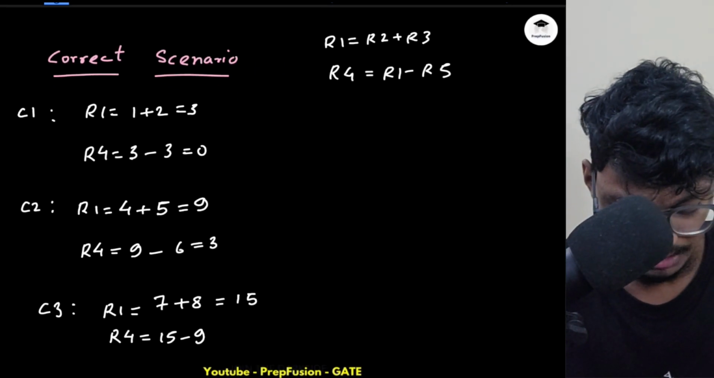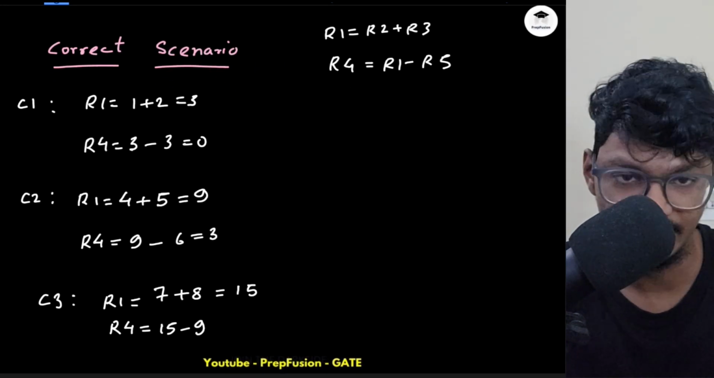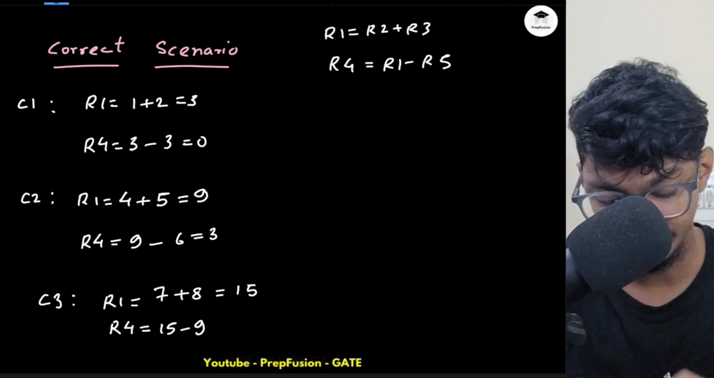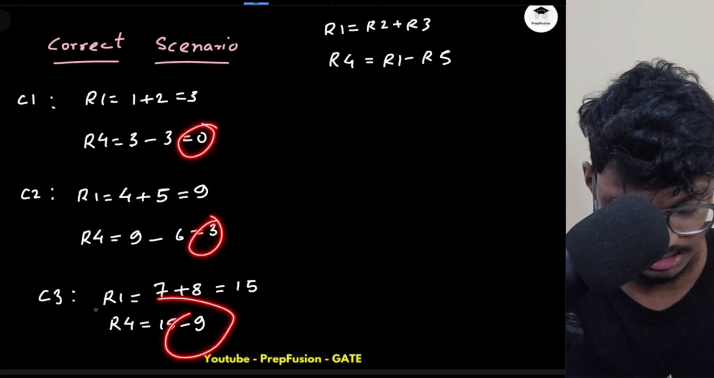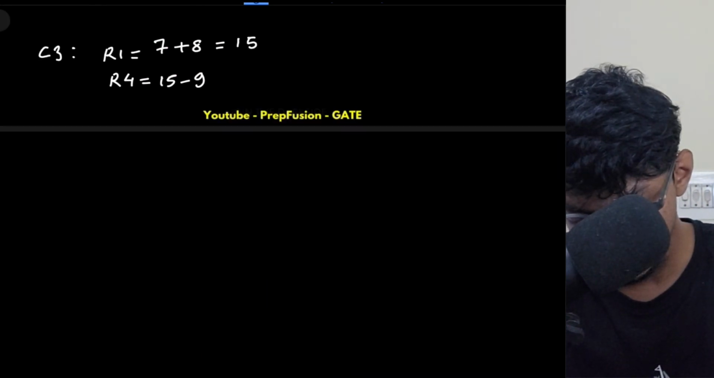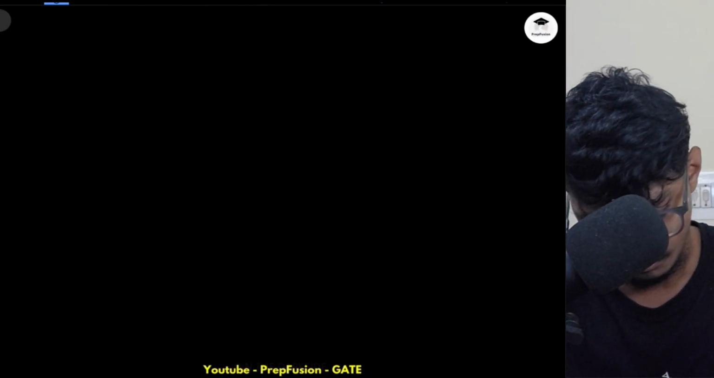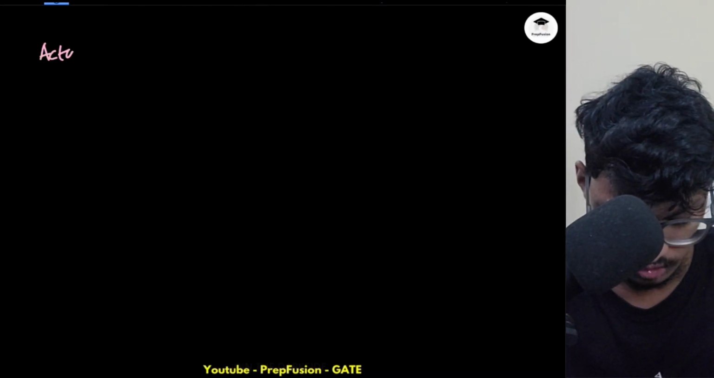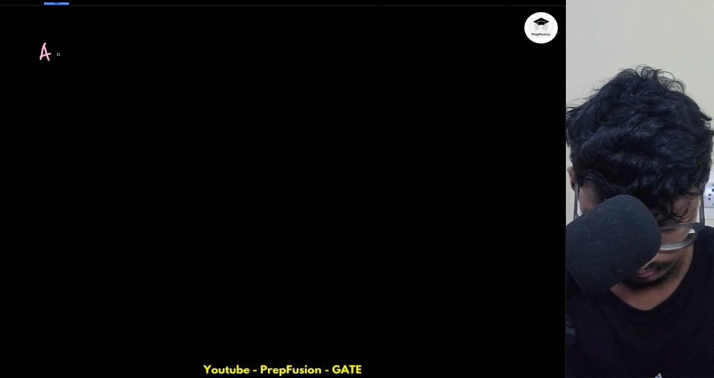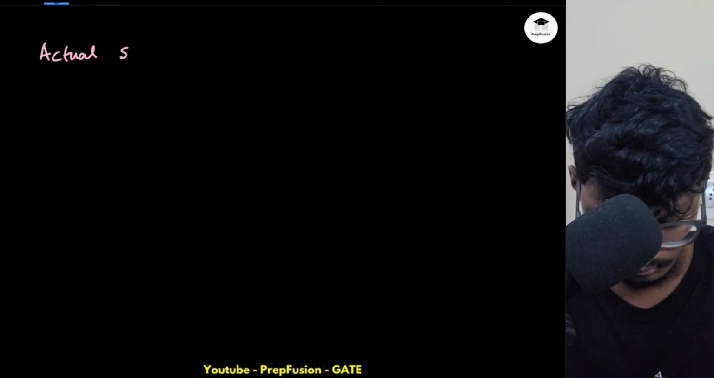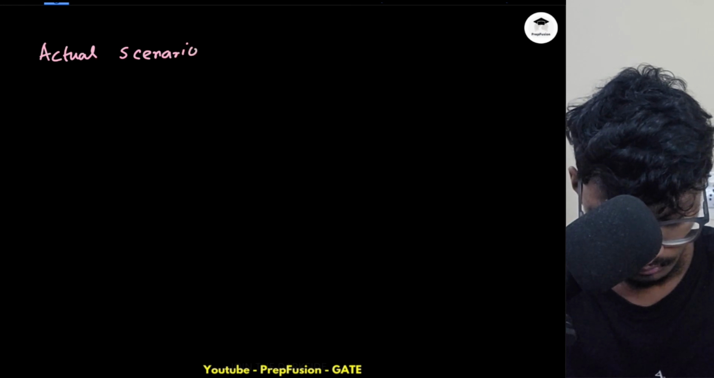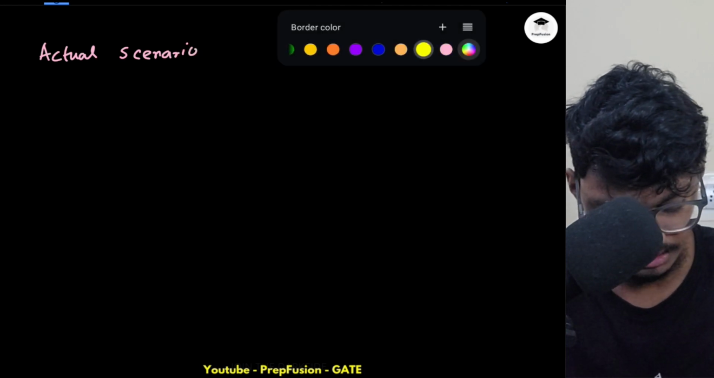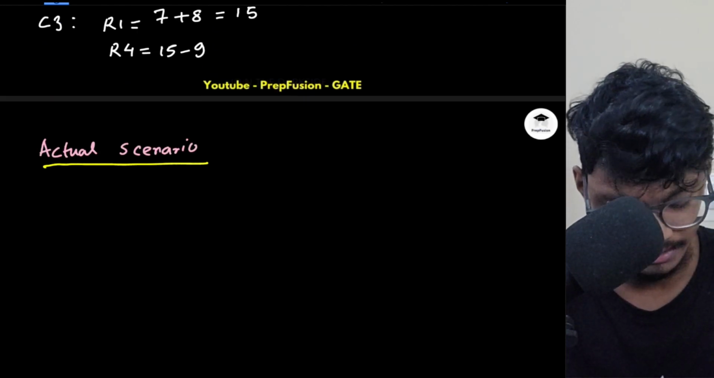Now what you should understand is that this is the correct scenario that should happen. The results I'm expecting are 3, 0, 3, and 9. But what is actually happening? The actual scenario is very different from what I should get.